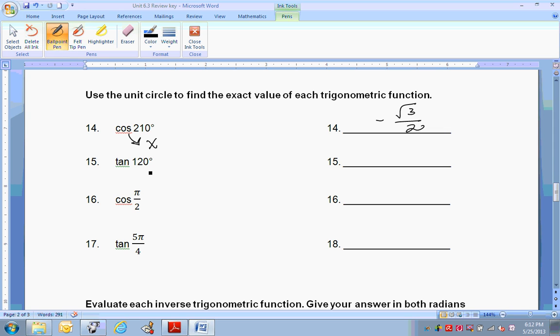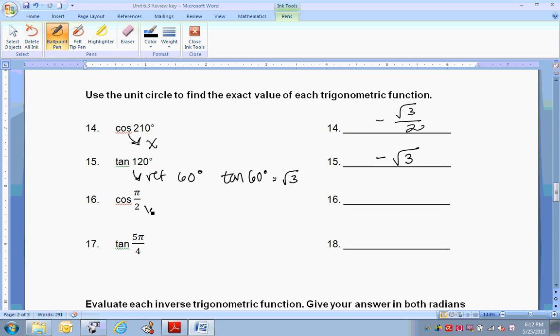Okay, tangent at 120. So the reference angle from 120, meaning the angle from 120 up to the x-axis, is 30. Oh, I'm sorry, is 60. And tangent at 60 degrees equals the square root of 3. Well, tangent at 120 has to be negative, so this is going to be negative square root of 3.